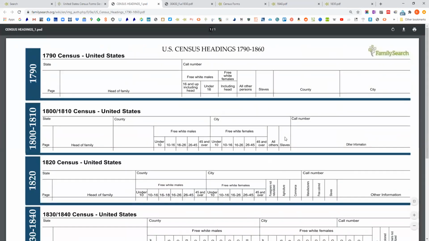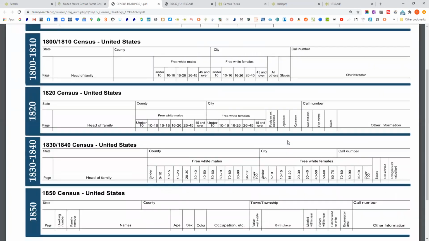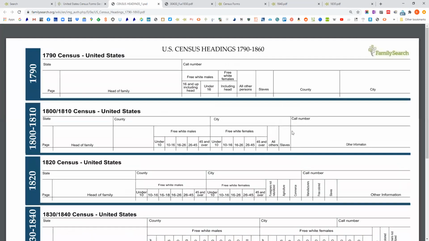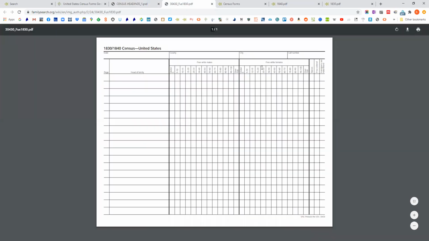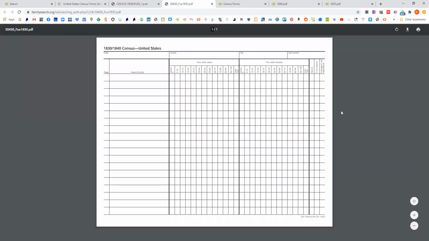But if you want to print out one page to have this handy, this is a good starting point. And again, this is in the handout, so you'll be able to go get it. You'll see here, if you go through here to the worksheet, you just get this one page.